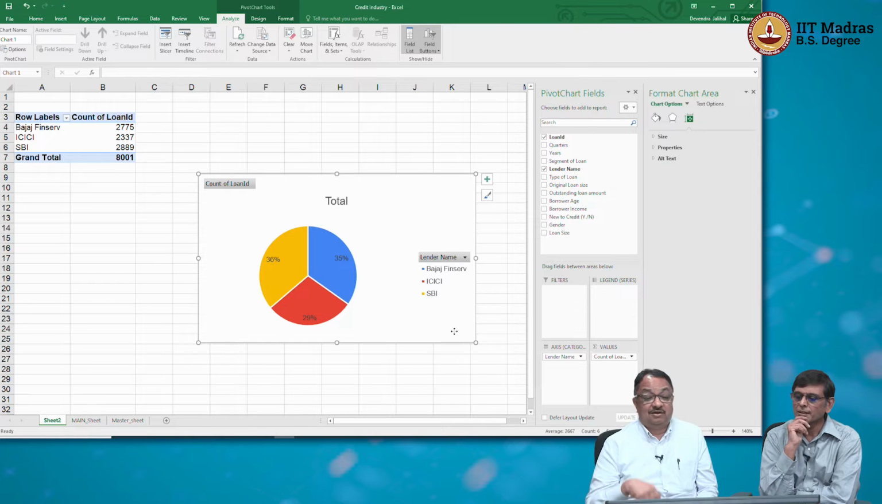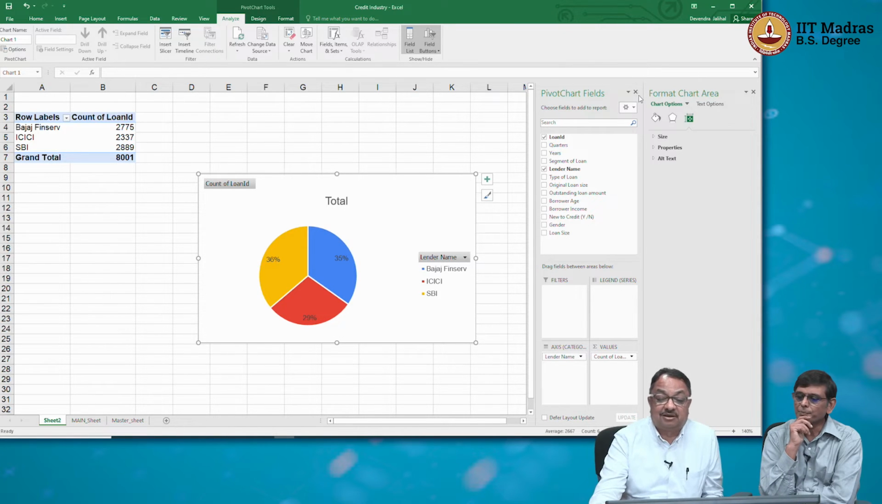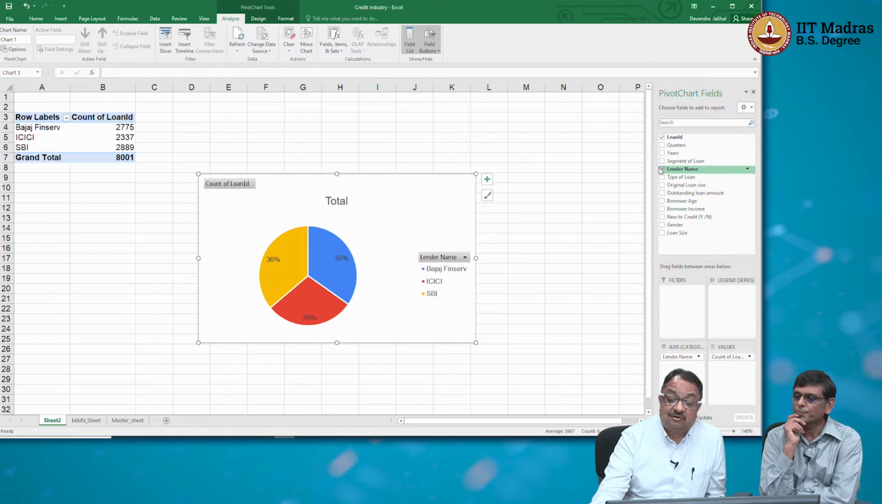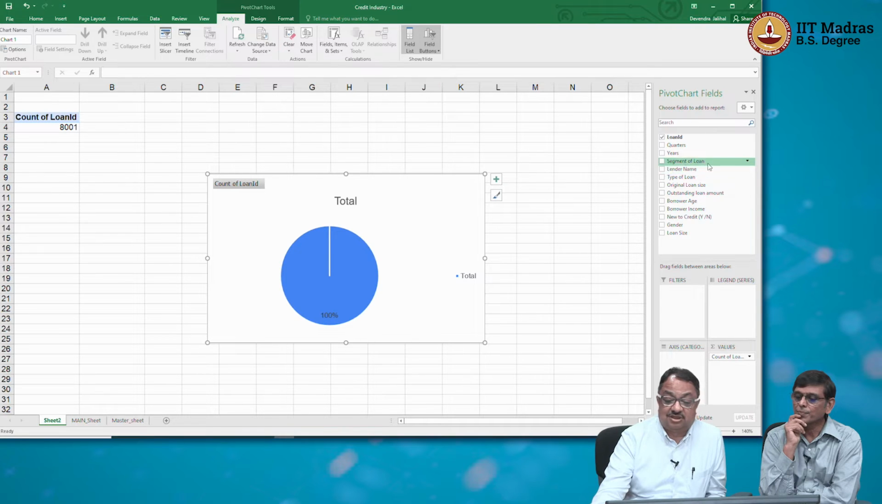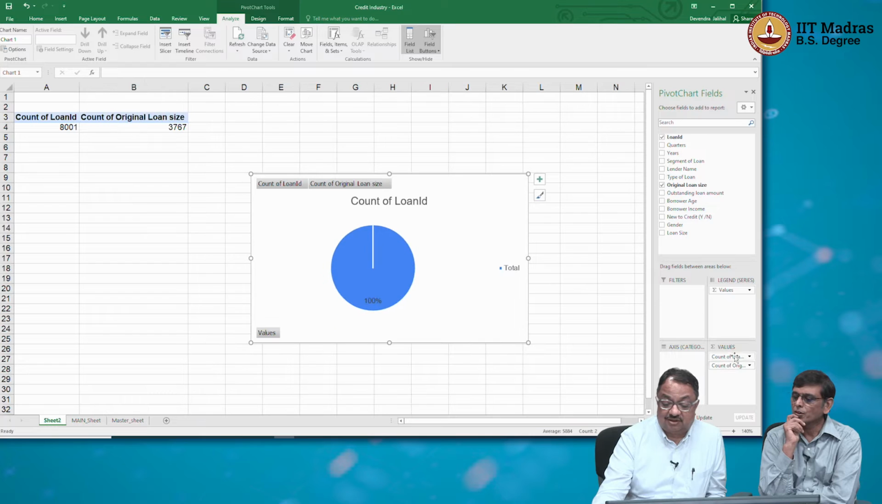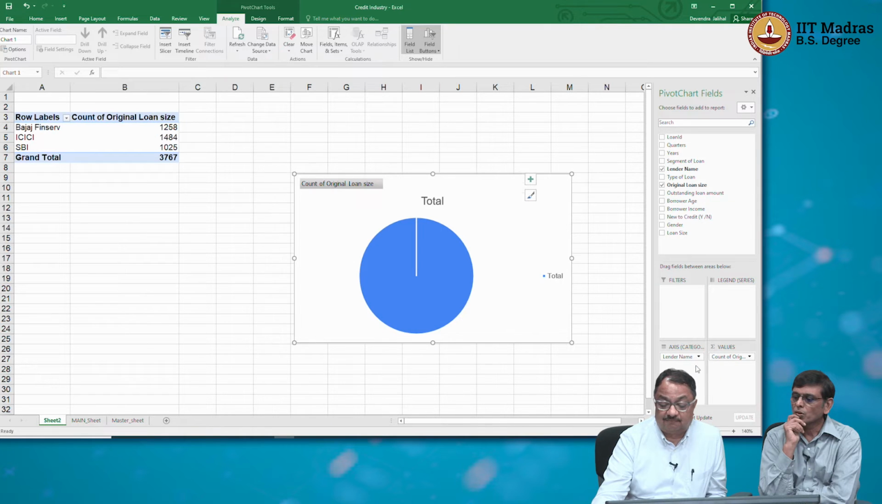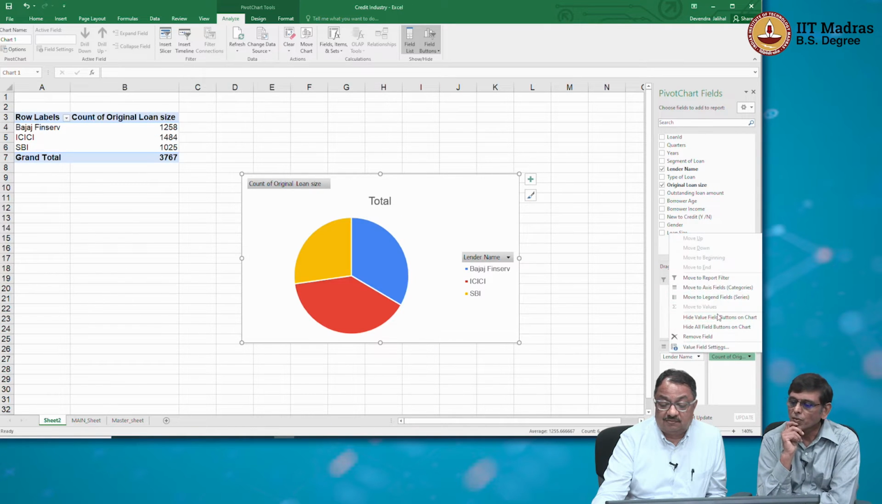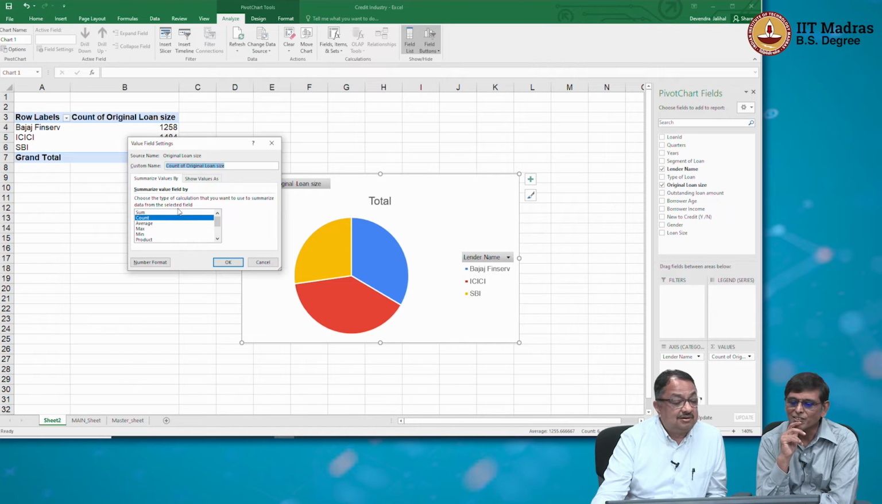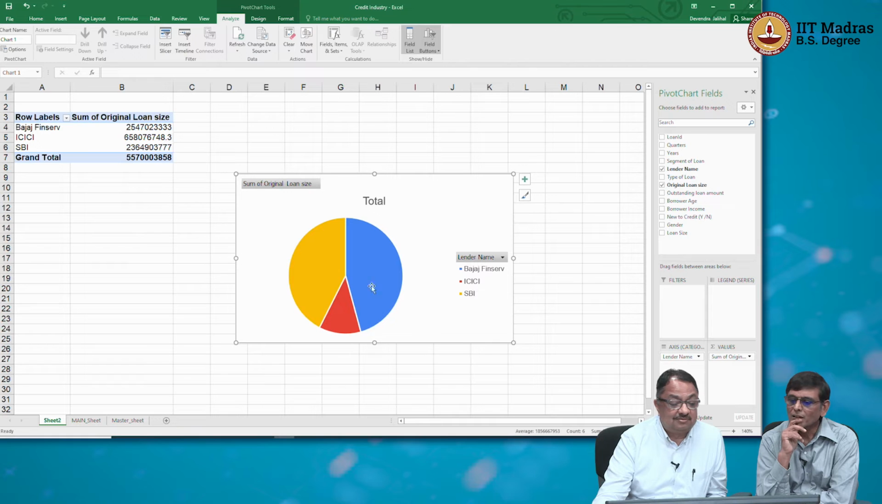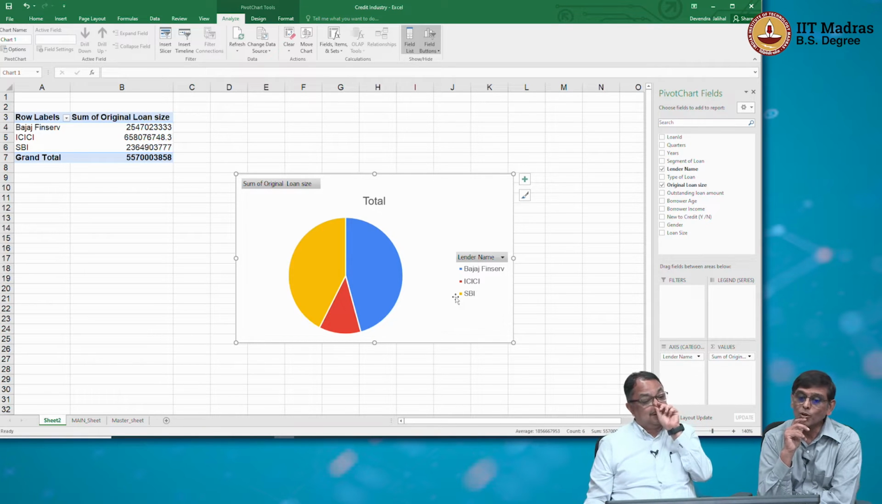But now, if you want to look at it instead of by number, I can look at the average ticket size. No, first let's look at the size of the origination. Total original loan size. We want lender name, no? Now we will do sum. So this now is the total amount of loan originated.